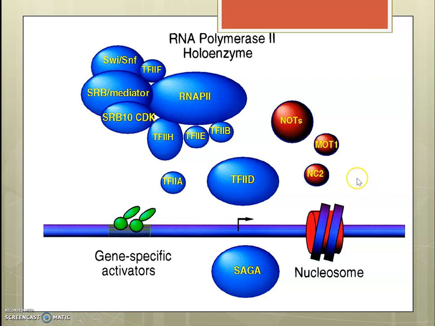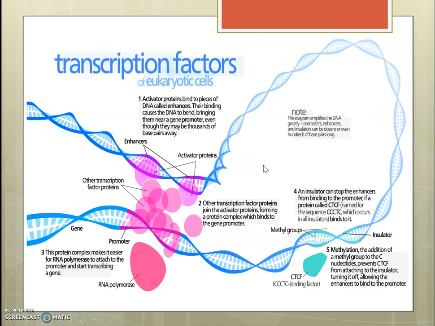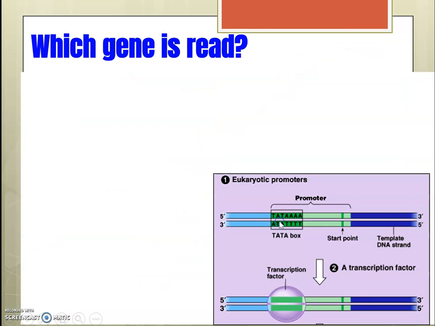Okay, so these are huge, big proteins and enzymes. This is just to give you a visual of the size of RNA polymerase 2. This is a super complicated way of showing you certain transcription factors that are activated. So this is breaking it down step by step in scientific jargon.